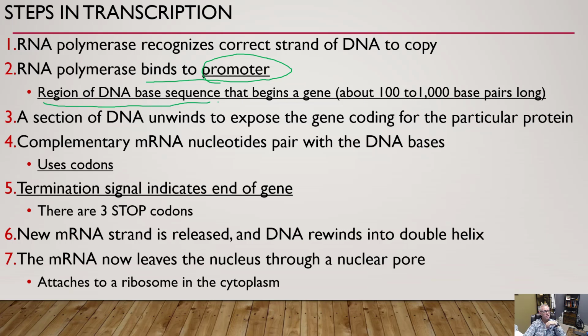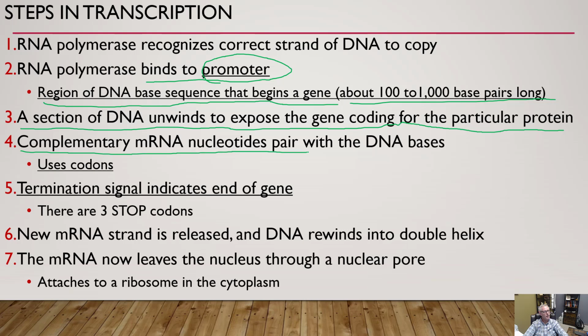And a promoter is just a region of DNA sequences, a bunch of bases that begins a gene. It's about 100 to 1,000 base pairs long. And it says, okay, this is where I'm about to begin my protein creation or my protein synthesis. So it's going to unwind that DNA to expose that gene to code for some protein, whatever protein we're trying to create. So it's going to use mRNA nucleotides to pair with DNA bases. We're going to take that DNA that we just did and create a messenger RNA strand.